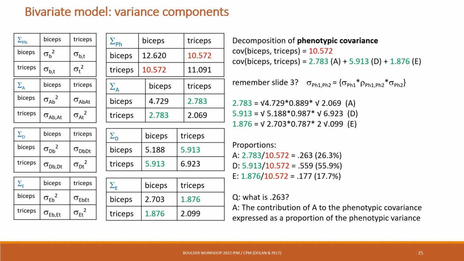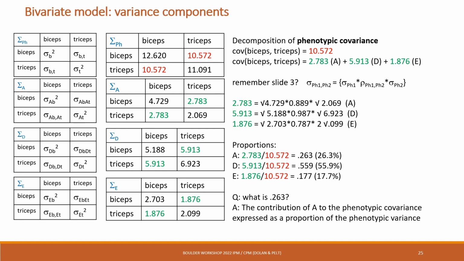So what is the covariance? It's 10.52, shown in red. That is the expected covariance based on fitting the bivariate ADE model. Now that 10.52 is decomposed into an A covariance, a D covariance, and an E covariance. And those are shown in green: 2.78, 5.91, and 1.87.